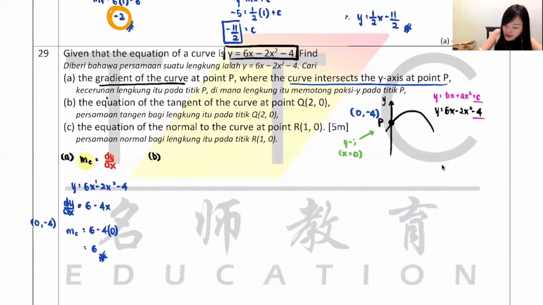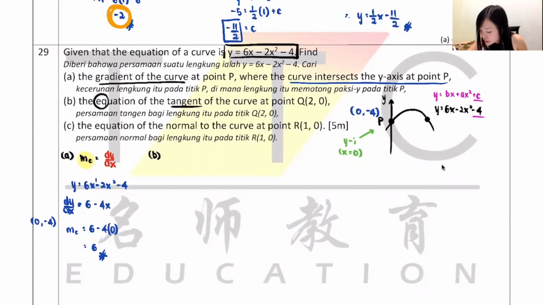B, they say, find the equation of tangent of the curve at the point Q, 2, 0. So suddenly there's another point called 2, 0. Okay, I don't know where is the point lah, but let's say it's here. Okay, guys, it doesn't make any sense, okay, my dear? I just simply put, okay? So let's say this is point Q, 2, 0, okay? Now to find the equation for tangent. Remember, I repeat, tangent is the father, okay? So my dear, this straight line, I think is the tangent.